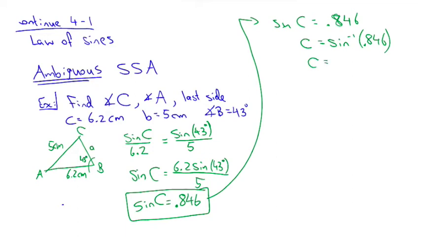Really? Well, it comes out even? 57.8. Go roundy crazy. Round it to the nearest degree if you want, yeah, 58 will be fine. I like my nearest tenths.